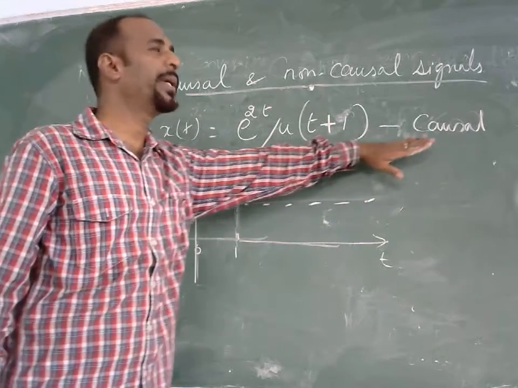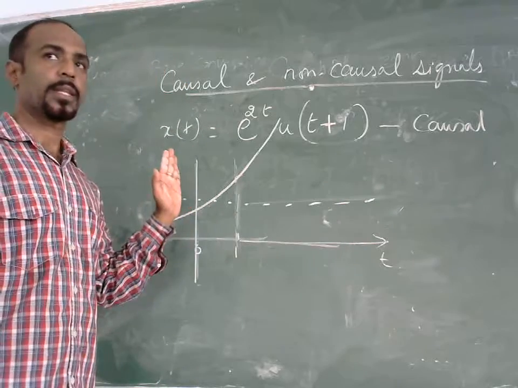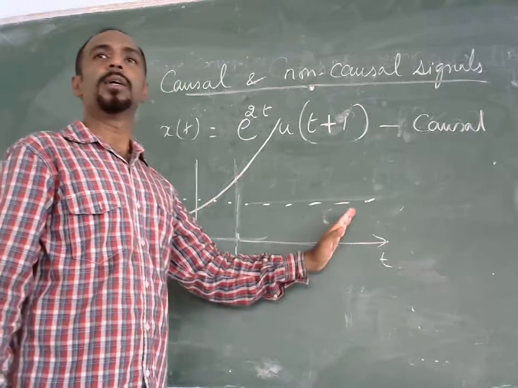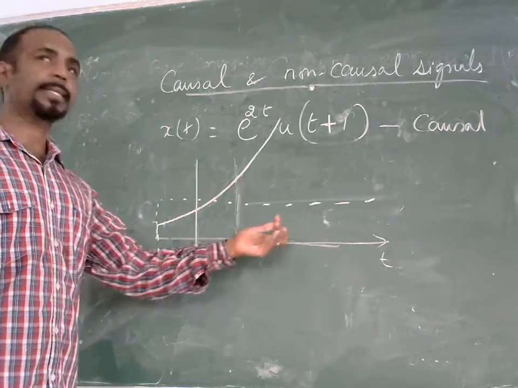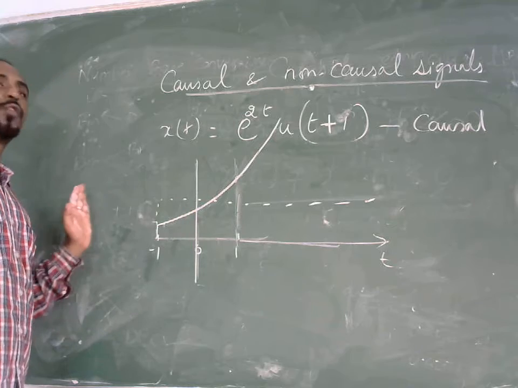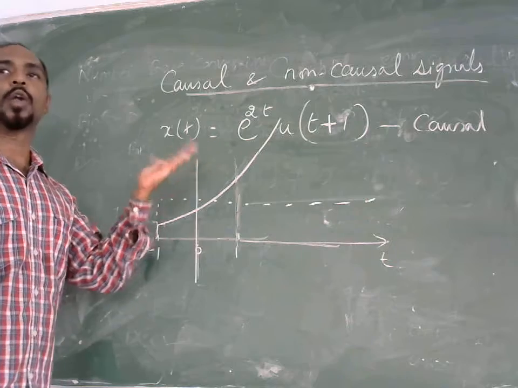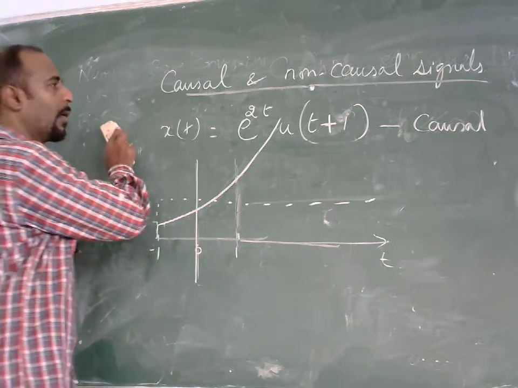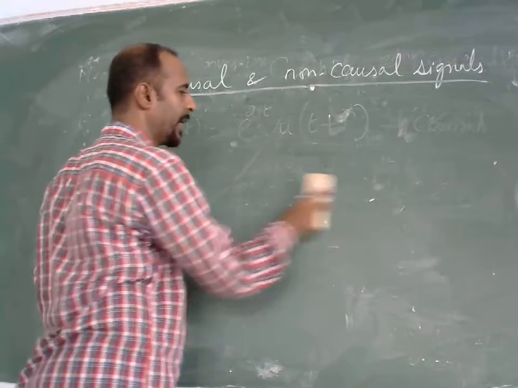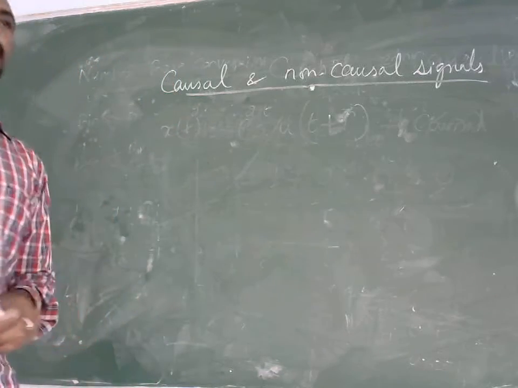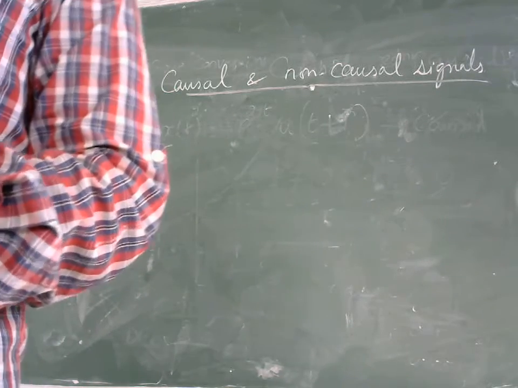So when do we call a signal a causal signal? The signal should exist on the right side of the 0 point, on the number line or the x-axis. If it exists for the left side of the 0 point, then we say the signal is a non-causal signal. Alright? Okay, so this is for a continuous time signal we have taken. Now let us take an example of a discrete time signal.